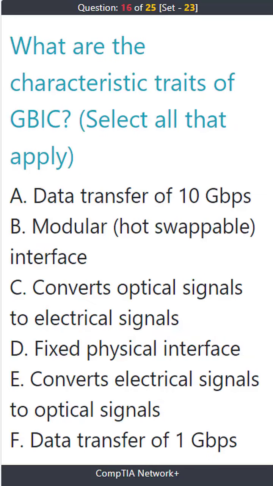Question 16. What are the characteristic traits of GBIC? Select all that apply. A. Data transfer of 10 Gbps. B. Modular, hot swappable interface. C. Converts optical signals to electrical signals. D. Fixed physical interface. E. Converts electrical signals to optical signals. F. Data transfer of 1 Gbps.